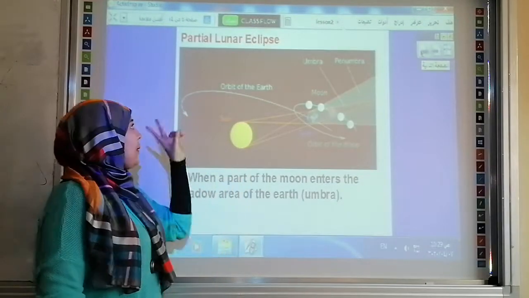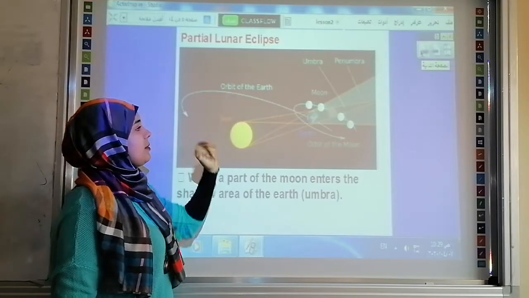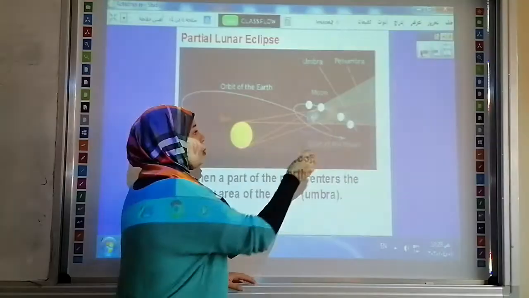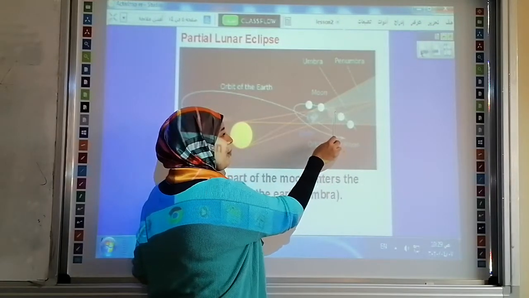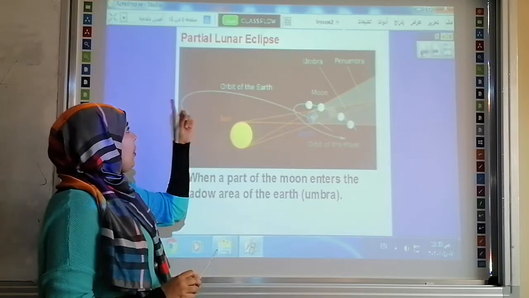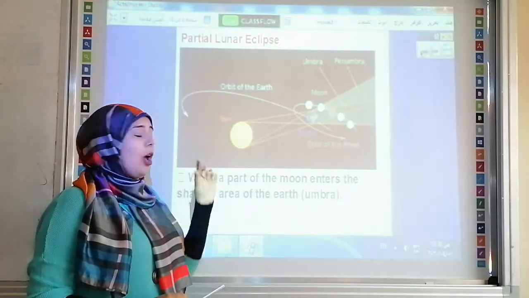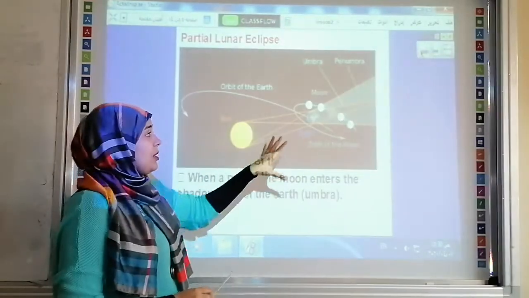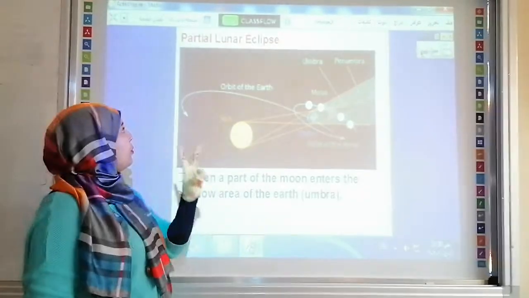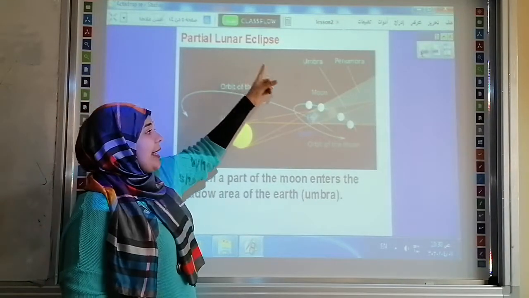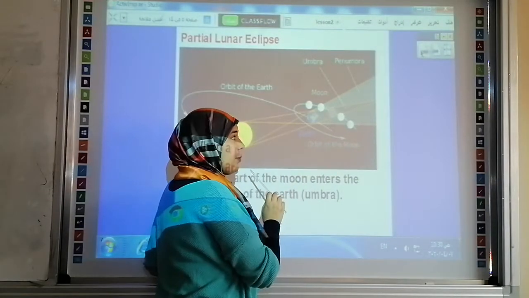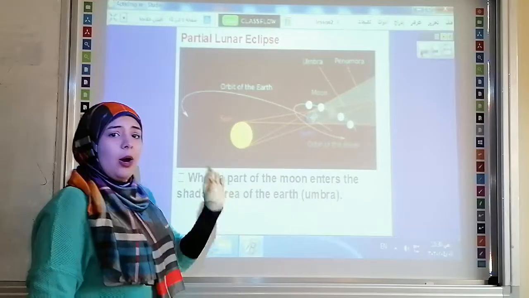Okay, the second type is the partial lunar eclipse. This is the faint outer shadow. We call it what? Yes, the penumbra region. When part of the moon is in the umbra region and another part is in the penumbra, a partial lunar eclipse will happen, and we will see part of the moon. Although the moon will be a full moon, we will see only a part of the moon. So the second type of lunar eclipse is called the partial lunar eclipse. It happens when part of the moon is in the umbra and another part is in the penumbra.